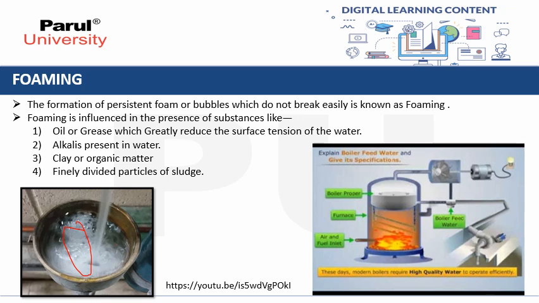Hence, we can see how the hard water affects the boiler condition and the efficiency is also reduced, and there is a formation of priming, foaming, scales and sludge, and how they affect the boiler process.